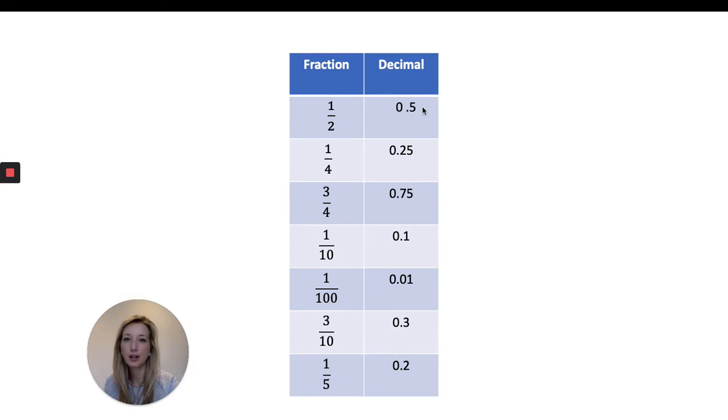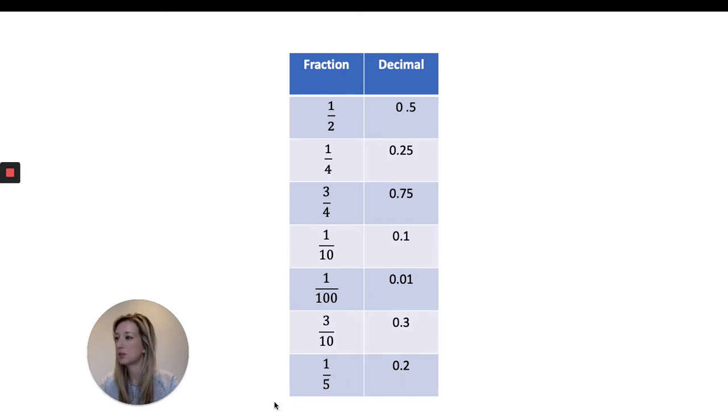So you've got a half, which is 0.5, a quarter, which is 0.25, which we've just explained. 3 quarters is going to be a quarter plus a quarter plus a quarter, hence 0.75. And obviously 1/10. We've labelled those on the Dienes, and the children are quite clear about those, hopefully by this stage. And changing the numerator, we're going to end up with 3 tenths, which is 0.3, and 1/5 is 0.2.